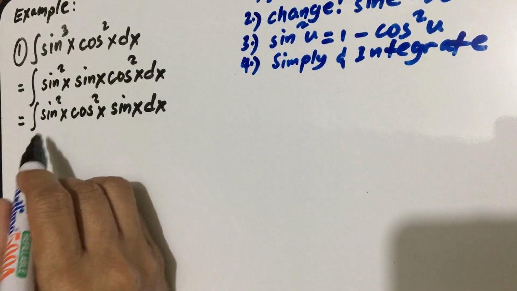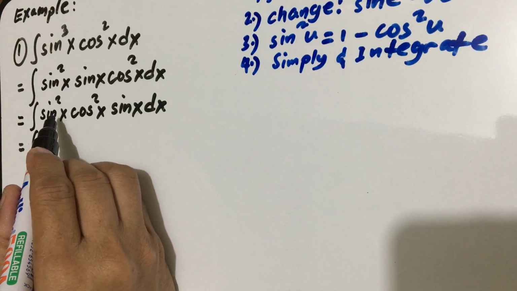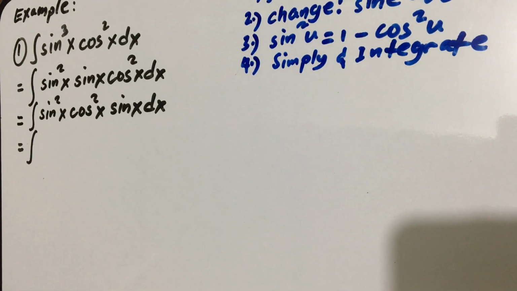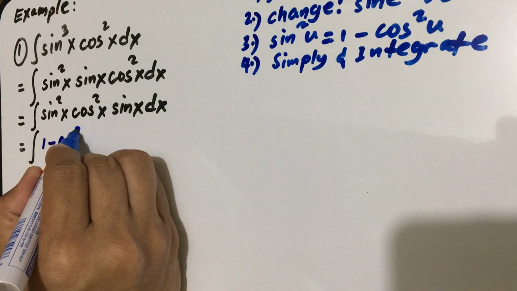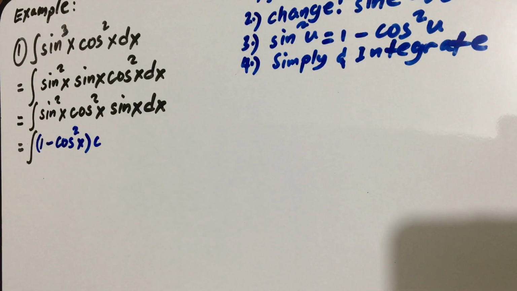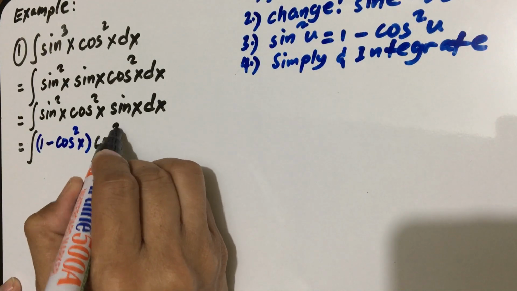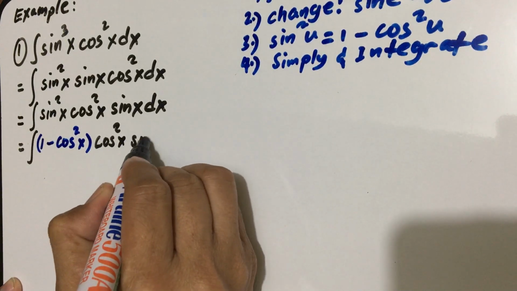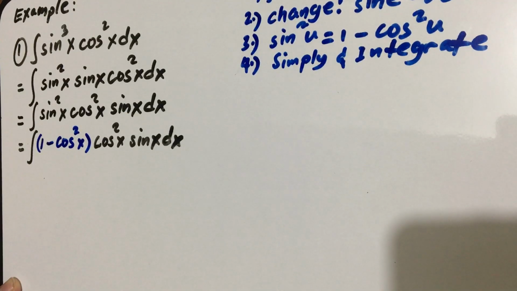Okay, so here we can rewrite this as, instead of sine squared x, we write 1 minus cosine squared x, then times cosine squared x times sine x dx. Alright, so that's the result.